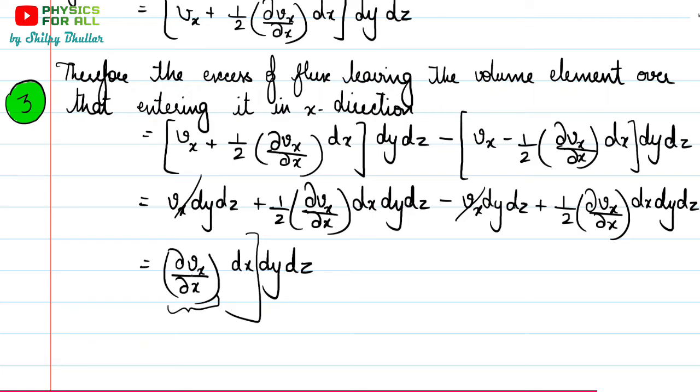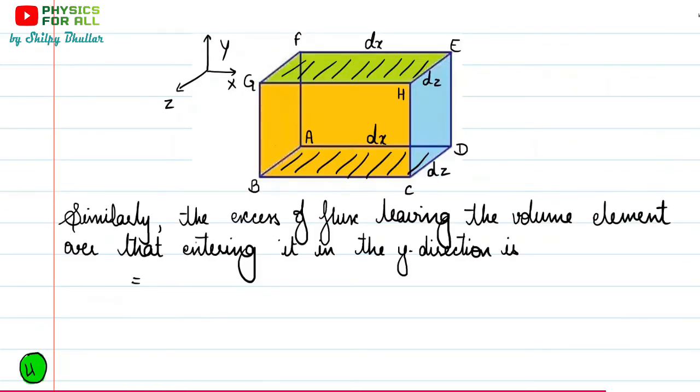So if we talk of the y direction now, the changes or the excess of flux leaving the volume element over that entering in the y direction, then what do you think would be the difference? Dx, dy, dz will still be there, but instead of curly Vx, we would have curly Vy upon curly y, because we are considering the change along the y direction. So let's write it down. Along the y direction, this would give us the answer curly Vy upon curly y, and the same dx, dy, dz. So this is also done.